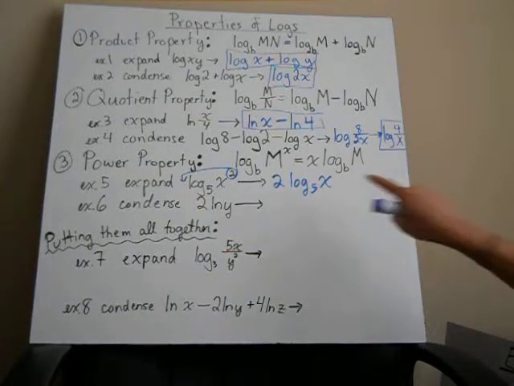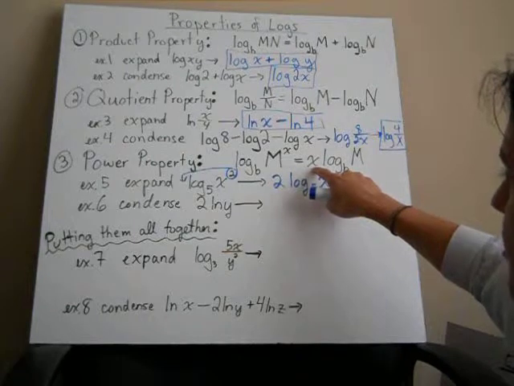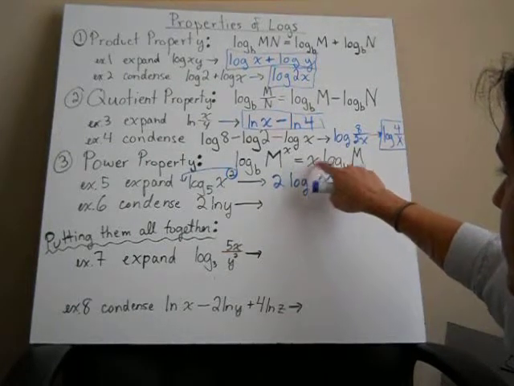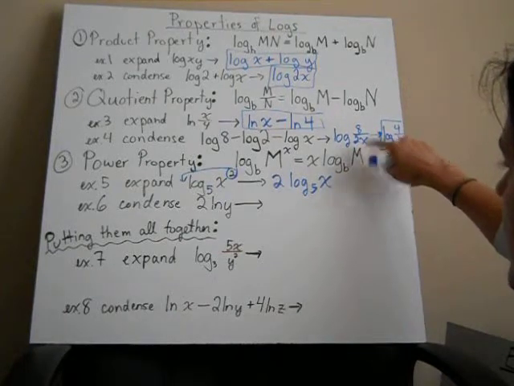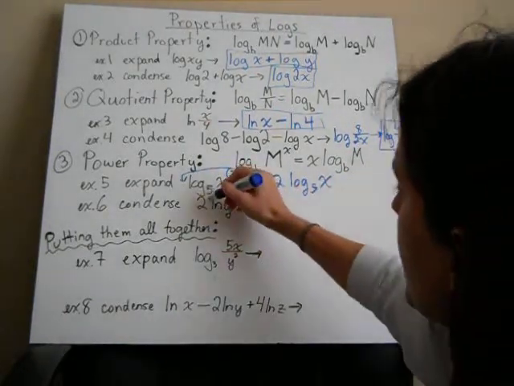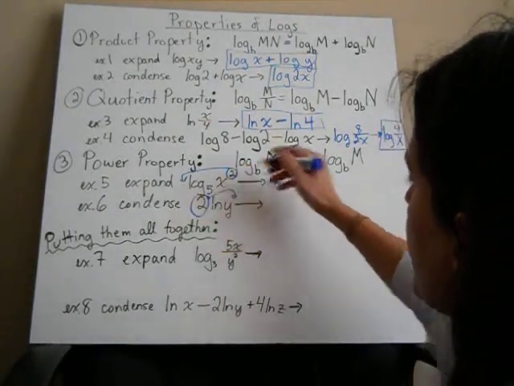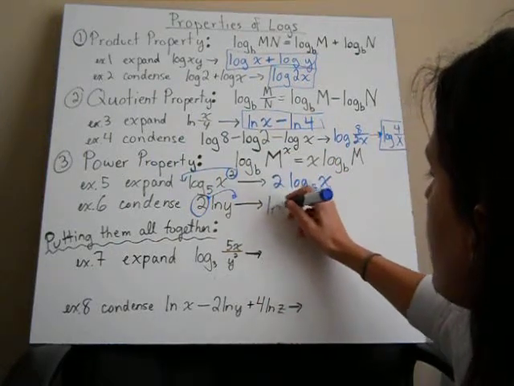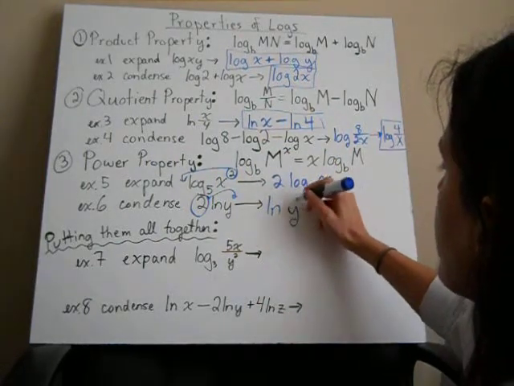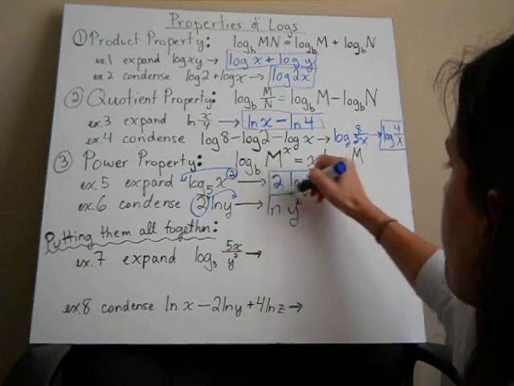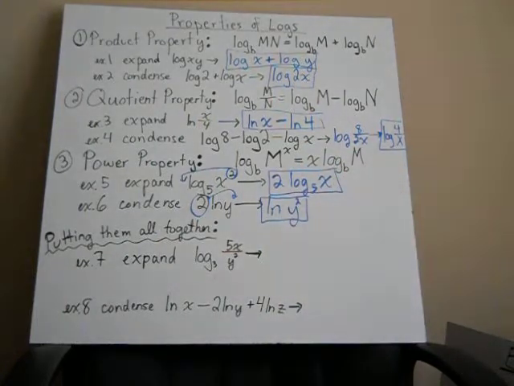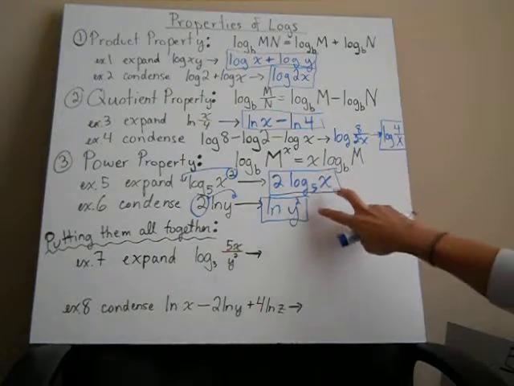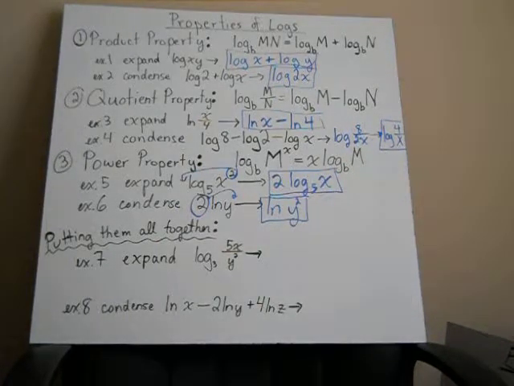And condensing it means the other way around. You're going to take whatever is in front, whatever numbers in front of a log is truly the power of the thing it's taking the log of. So this 2 here will hop up here. So this becomes the natural log of y squared. And this is really the only property that's new to you, and you're going to use that a lot in solving.